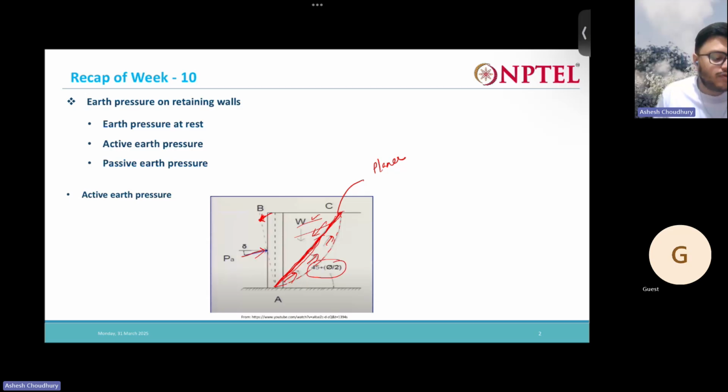Okay, because when and only when you consider some roughness between the soil and the wall, there will be some friction angle delta between them. So that is what PA is going to make with the horizontal, if and only if you consider in your analysis that there is going to be friction, that the wall is a rough wall. And if you consider that the wall is a frictionless wall or a smooth wall, you won't have this delta. Okay.